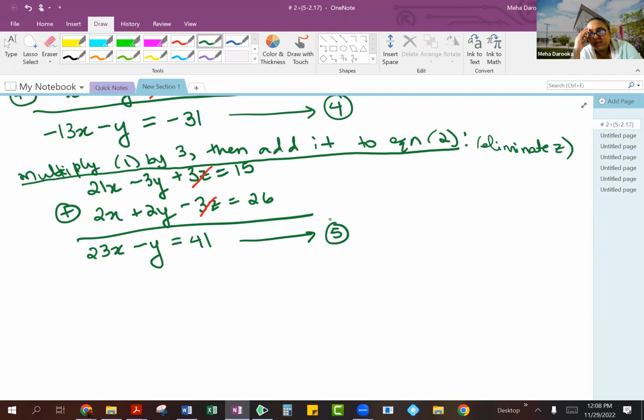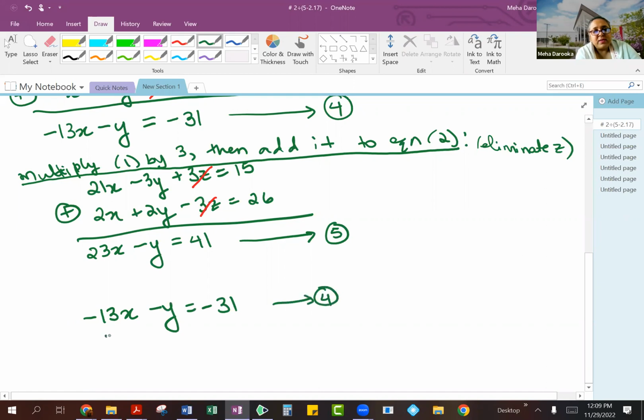Any questions up until now? So we have now taken our system of three equations, three variables, and we've broken it down into two equations with two variables because now we can put 4 and 5 together. So you've got negative 13, sorry, that should be x minus y equals negative 31. This is our equation 4. And then we have 23x minus y equals 41, which is our equation 5.